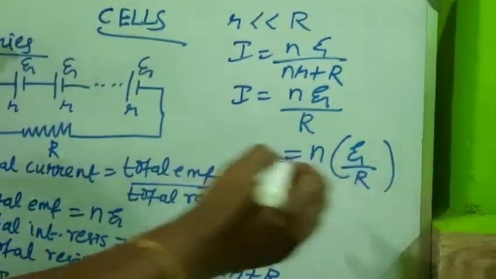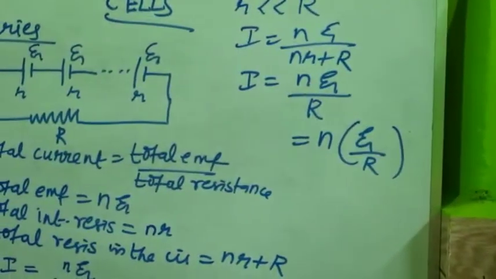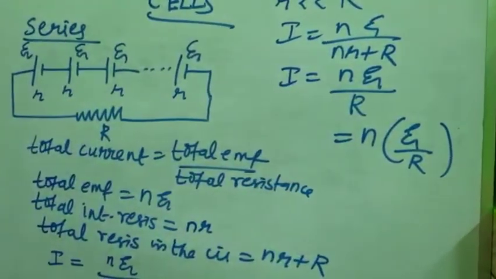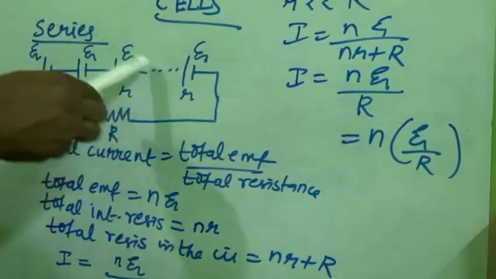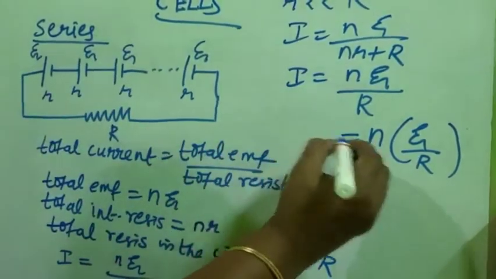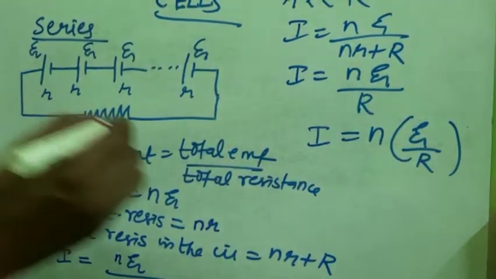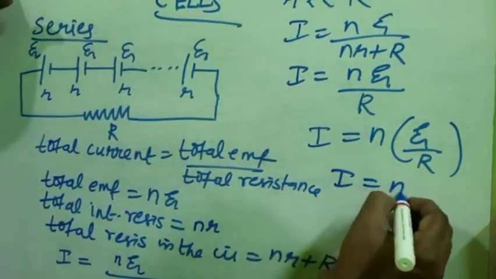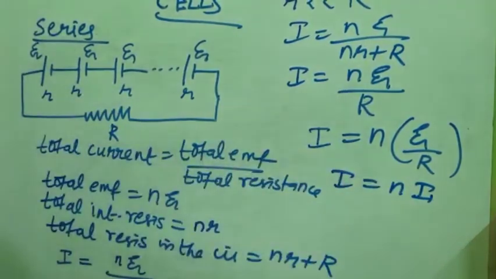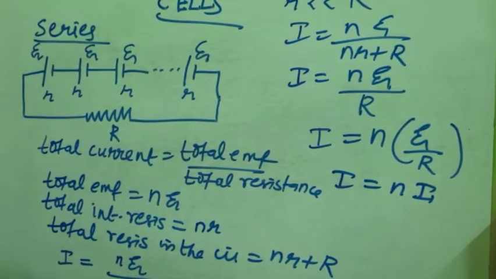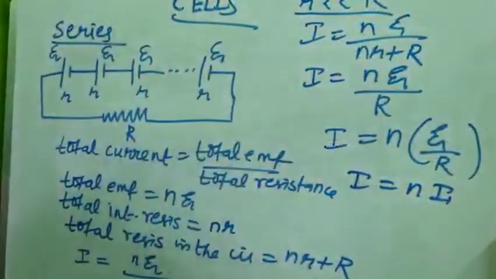Xi by R is the current given by one cell, a single cell. Xi is the EMF, R is the resistance. Alright. So the total current delivered is nothing but n number of times the current given by a single cell. Okay, so I can write this as I is equal to n I1. I1 is the current given by a single cell, multiplied by n number of times, which is the total current delivered by all these cells together in the external circuit. This is the first case.